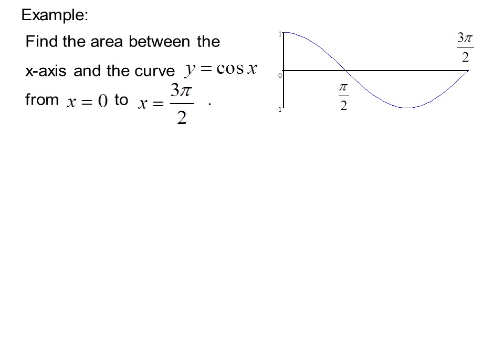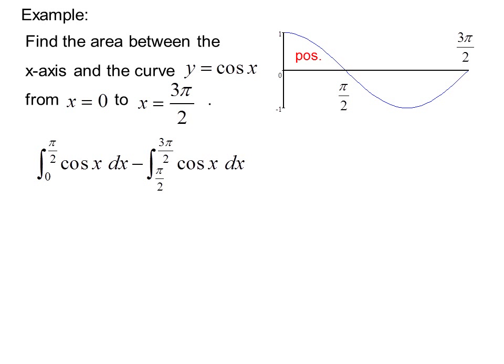Here is another example. Find the area between the x-axis and the curve y equals cosine x from x equals 0 to x equals 3 pi over 2. We need to split the integral into two parts. We have the integral from 0 to pi over 2 of cosine x dx minus the integral from pi over 2 to 3 pi over 2 of cosine x dx.